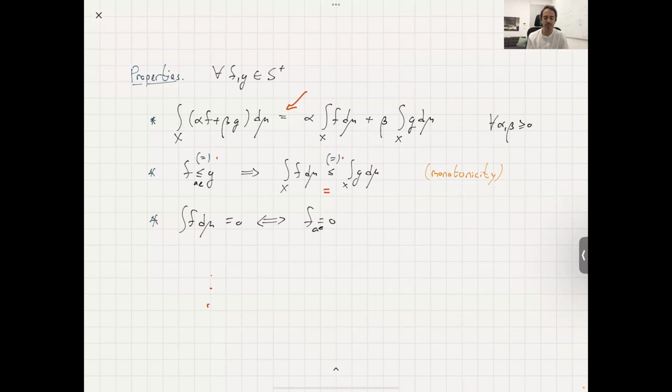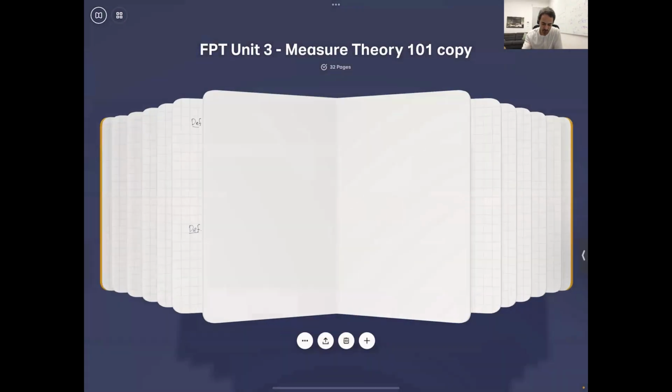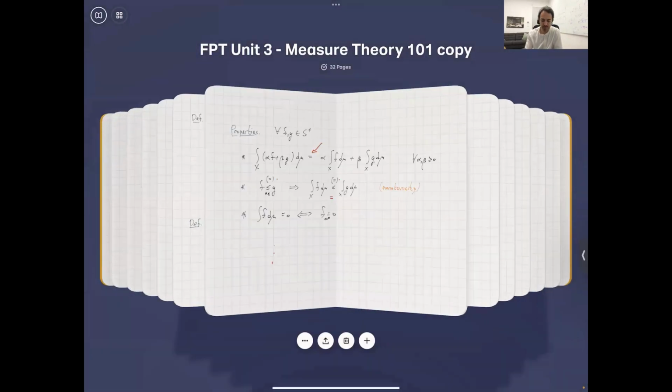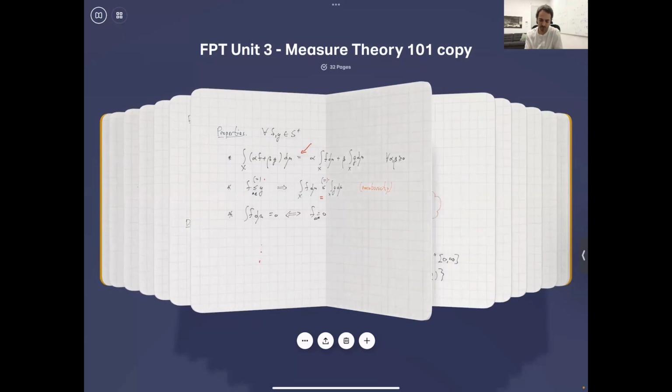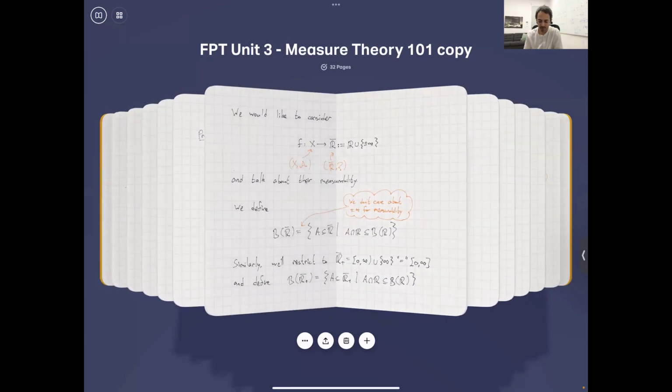And you have other stuff. A function being 0 almost everywhere is the same as saying that the integral of that function in S plus is 0, and so forth. There are many properties like that that I may use without even noticing, so I'm trying not to overlook those basic properties.